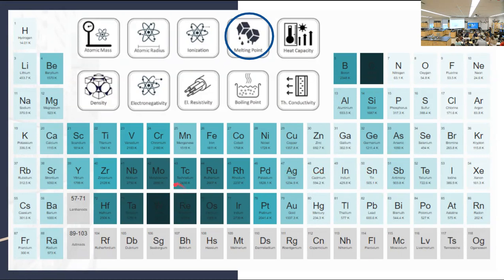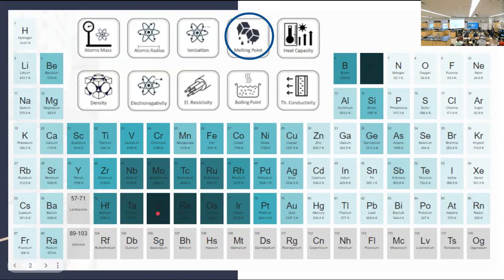Because again, the closer you are to this area of our periodic table, again, this is just a trend, because look at carbon up here. Carbon's going crazy. But the closer we get to this area of the periodic table, the higher our melting point is going to be.